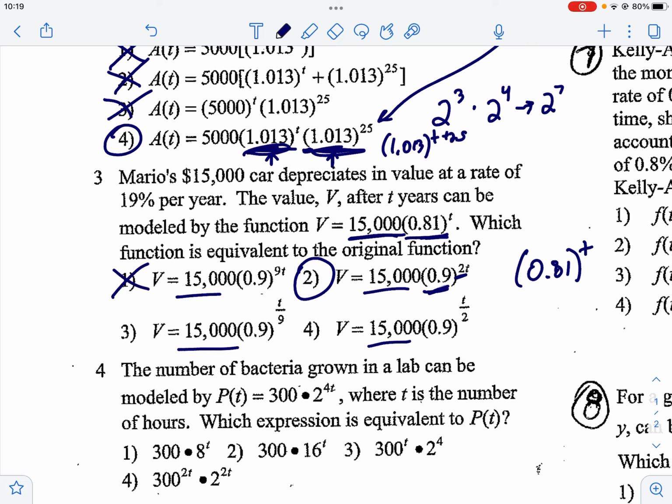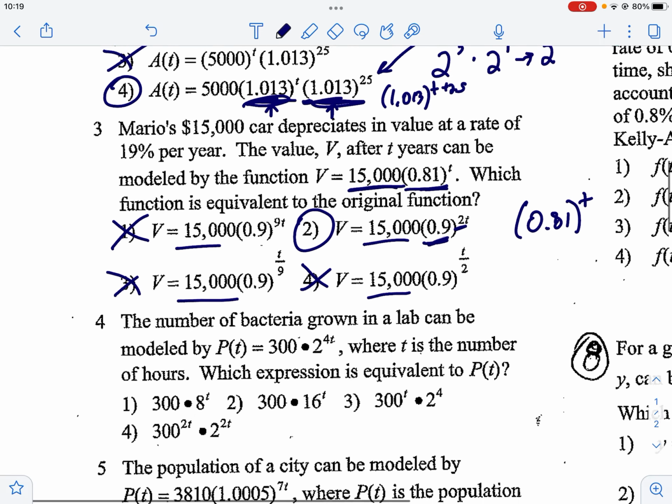0.9 to the 9th, answer choice 1, is way too small a decimal. For answer choice 3, you'll notice they changed the exponent. And 0.9 to the t over 9 doesn't end up being the same thing as 0.81. Same thing as well for answer choice 4. We're not going to be making the exponent smaller. We're going to be multiplying by an exponent of 2.